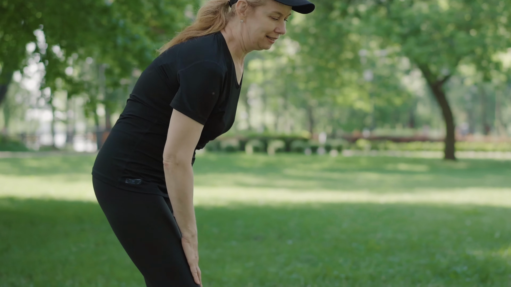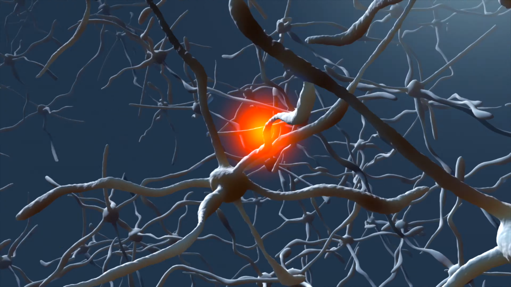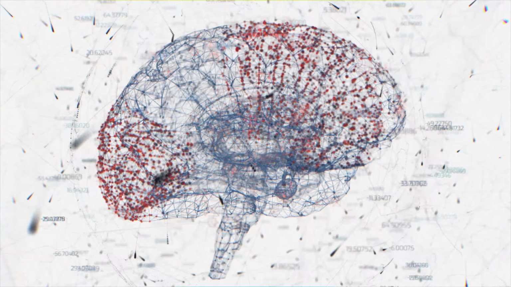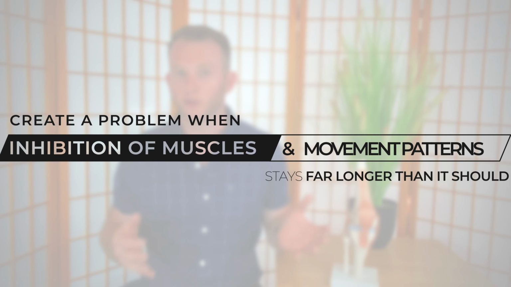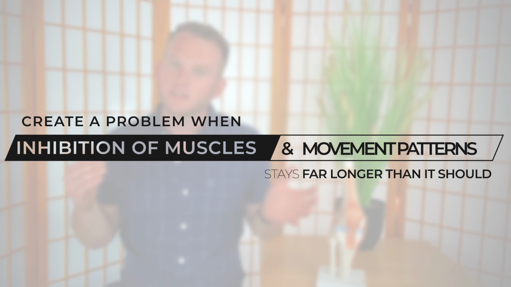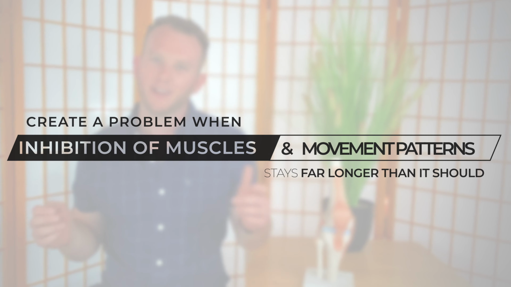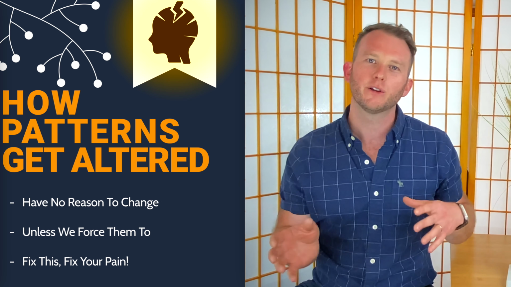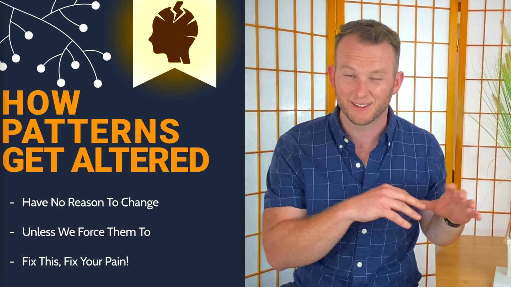Well, when your brain senses pain or discomfort, it makes moves to reduce, inhibit, or stop you from being able to load the area that's causing pain. This is a great strategy to reduce your pain for a short while. Now, the bigger issue comes when this inhibition of certain muscles or movement patterns sticks around for longer than it should. This can happen when the pain trigger is actually healed, but your compensatory movement patterns are still trying to avoid the old pain that doesn't actually exist anymore.